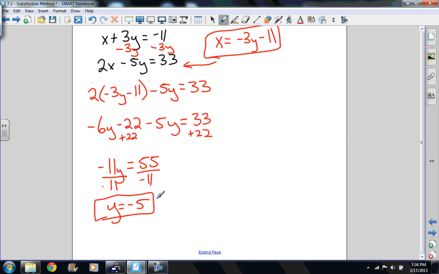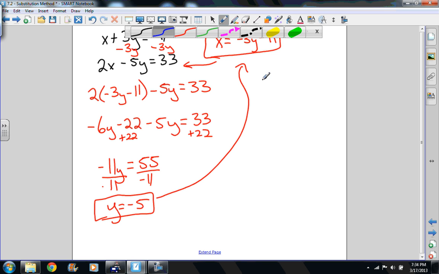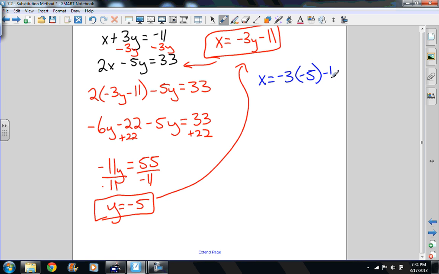Obviously, a lot of work gets put into each of these problems. That goes up there. x equals -3 times -5 minus 11. That's 15 minus 11. x equals 4. My answer is (4, -5).